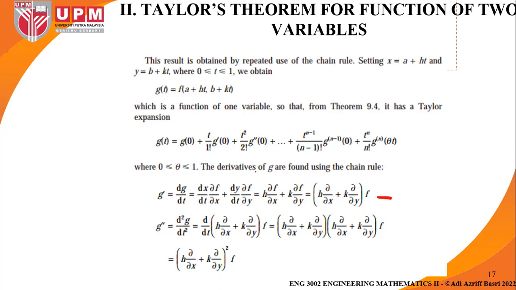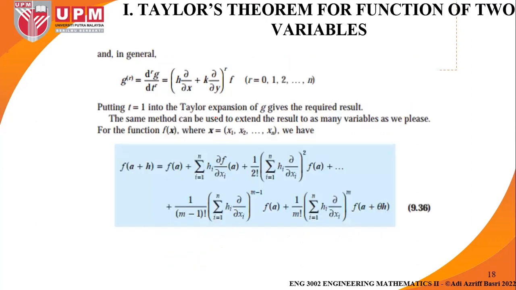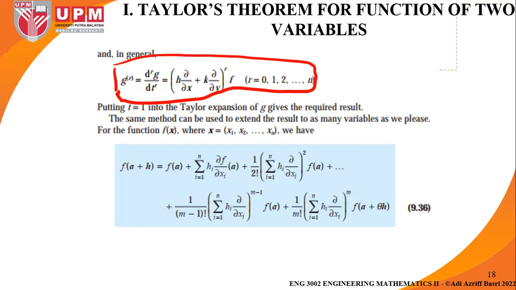For the second derivative, it will be (h ∂/∂x plus k ∂/∂y) squared applied to the main function. In general, Taylor's theorem can be simplified so that g to the power of r, for example the second derivative, is (h ∂/∂x plus k ∂/∂y) to the power of r applied to the main function.